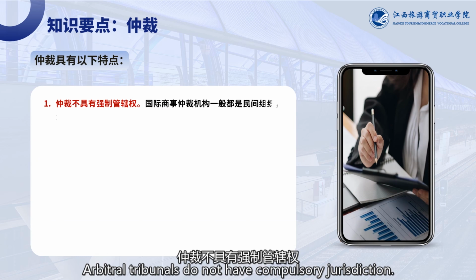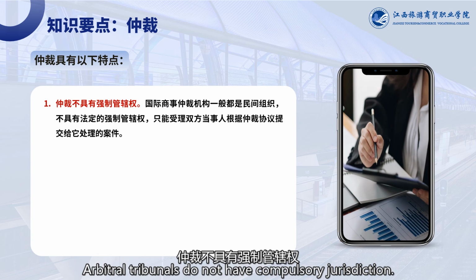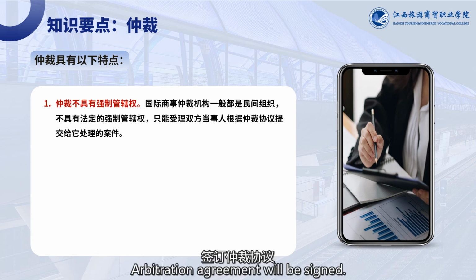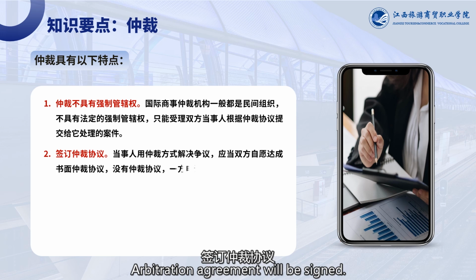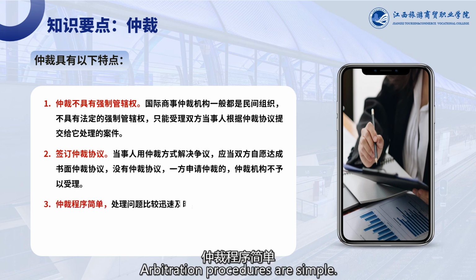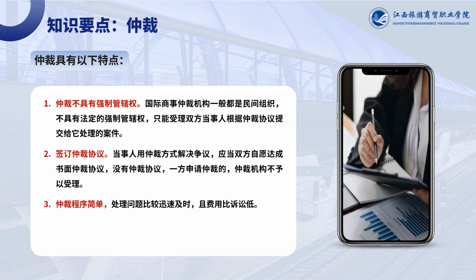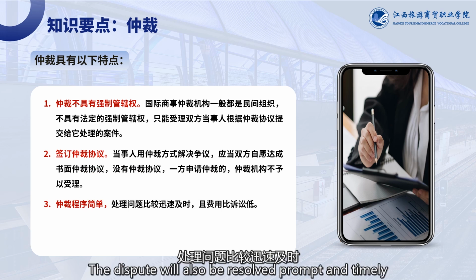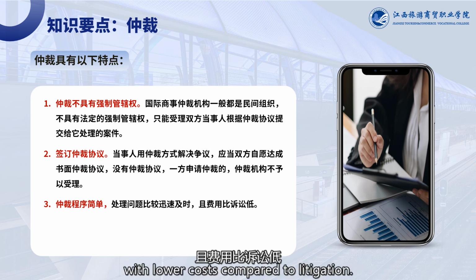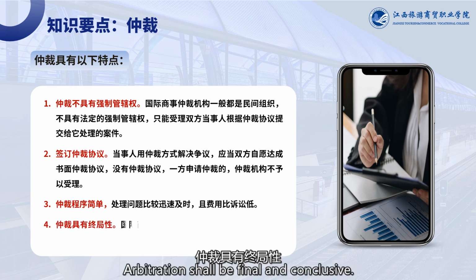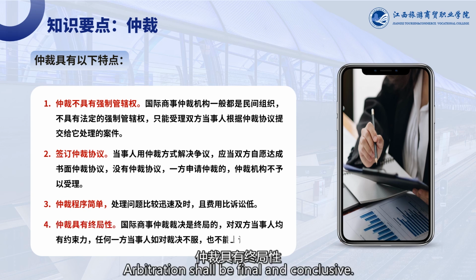Arbitral tribunals do not have compulsory jurisdiction. Arbitration agreements will be signed. Arbitration procedures are simple. The dispute will also be resolved promptly and timely, with lower costs compared to litigation. Arbitration should be final and conclusive.